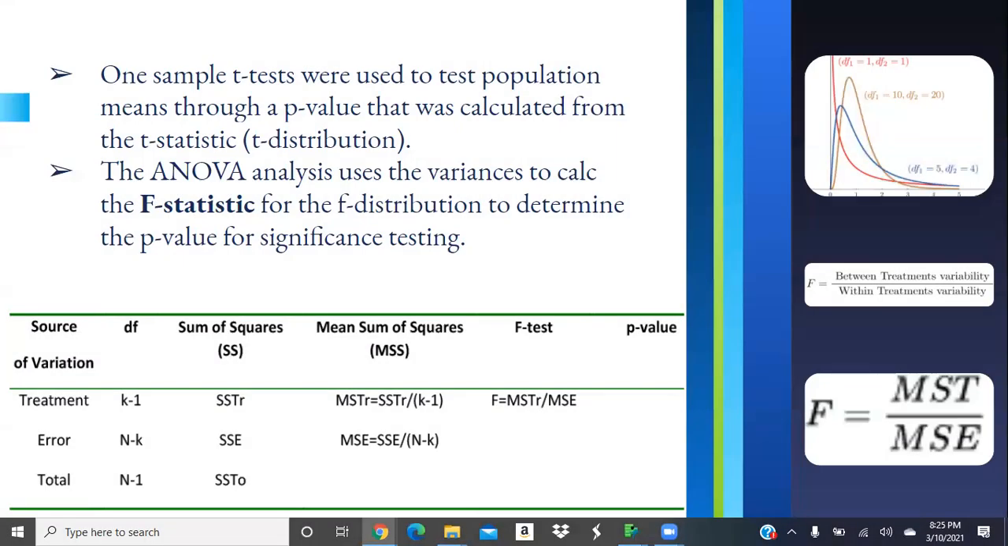One-sample t-tests were used to test the population means through a p-value that was calculated from the test statistic. The ANOVA analysis, however, uses the variances to calculate the F statistic to determine the p-value for significance testing. The F statistic or ratio is calculated by between treatment variability over within treatment variability. And the denominator is typically where the equal variance assumption comes into play.